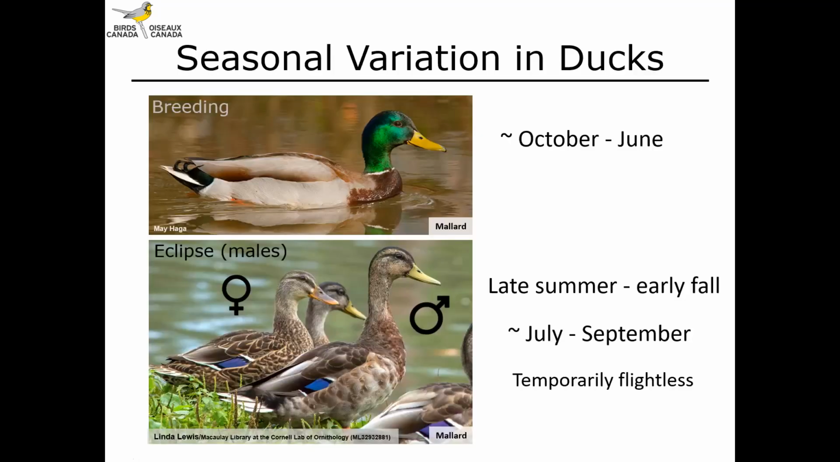There's also a fair bit of seasonal variation in ducks. Most of the year they're in their breeding plumage, but in late summer and early fall they go through an eclipse plumage, and this is the birds molting their flight feathers. And ducks, geese, and swans all do this thing where they drop all of their flight feathers at the same time and they're temporarily flightless. And so the males will molt all of their body feathers at the same time, and they will go into this eclipse plumage that really closely resembles the female's plumage.